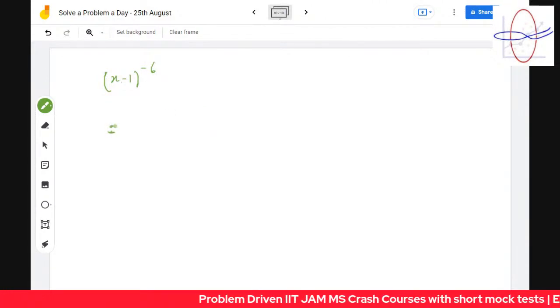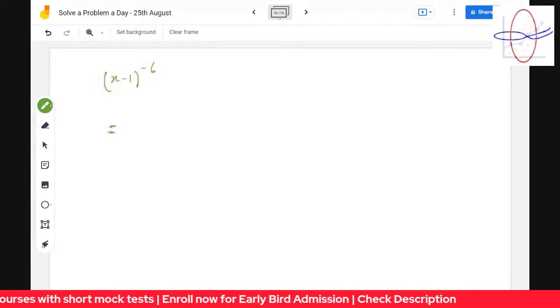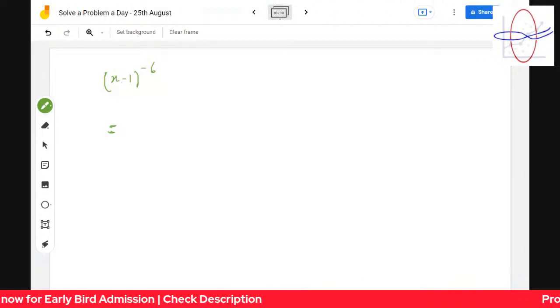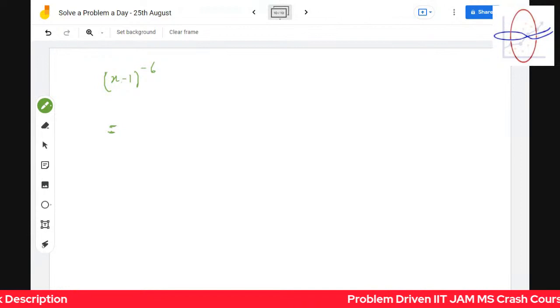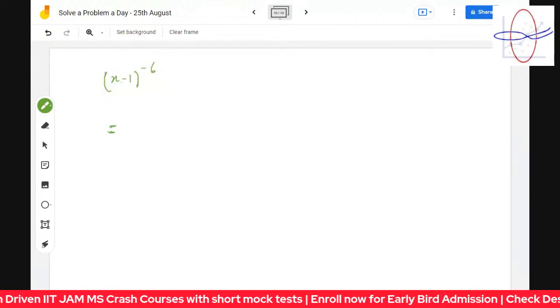So let me just copy and paste the general binomial theorem, the general statement, the general formula for real numbers. Let me just copy and paste it from Google so that it becomes easier for you. I think it's called Newton's binomial theorem.